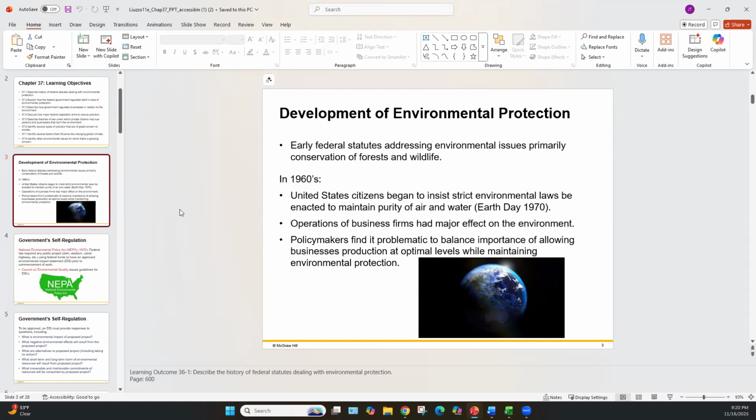Operations of businesses and firms have a major effect on the environment, as we just put out. We go by plants every day. Has anybody ever ridden by a paper plant? That is one awful smell. But we see smoke rising in the air from coal plants and this and that. All of these things, we end up ingesting or inhaling one way or another.